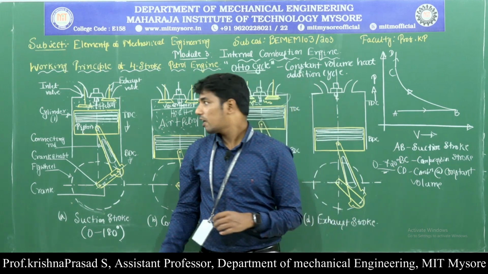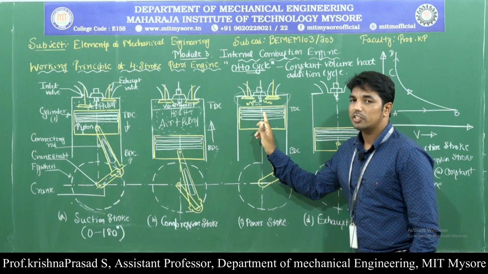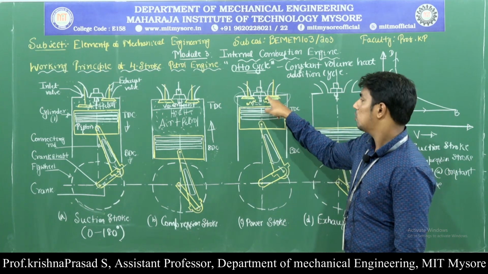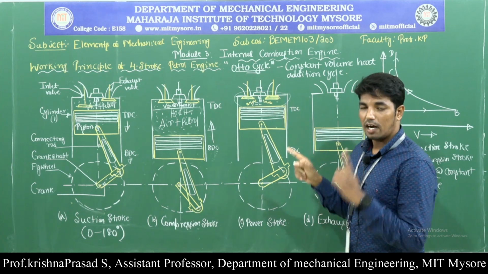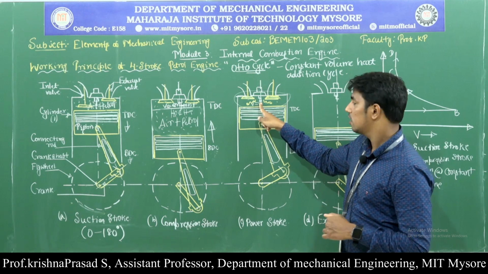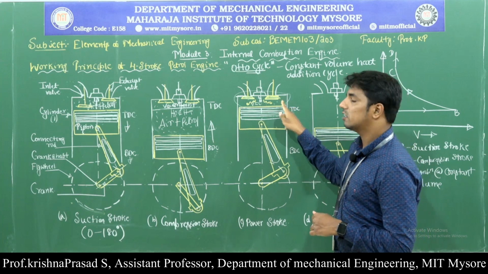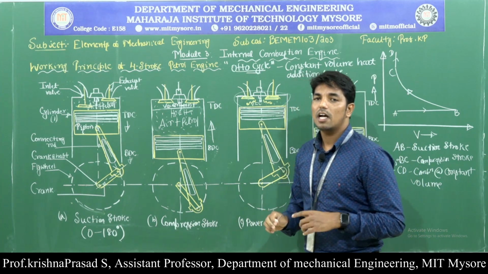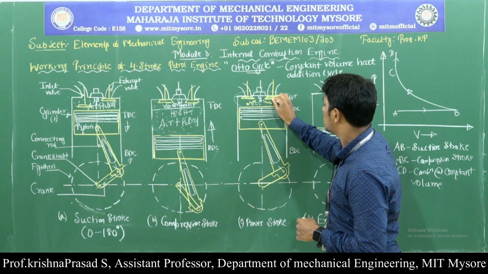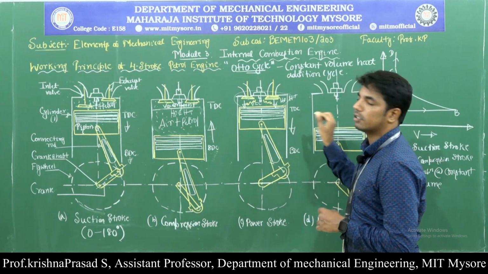Next, the third one is called the power stroke. What happens during the power stroke? During the power stroke, both inlet and exhaust valves are completely closed, and at the beginning of the power stroke the spark plug ignites the air fuel mixture present inside the engine cylinder. Hence high pressure and high temperature develop, and this pushes the piston from top dead center to bottom dead center.